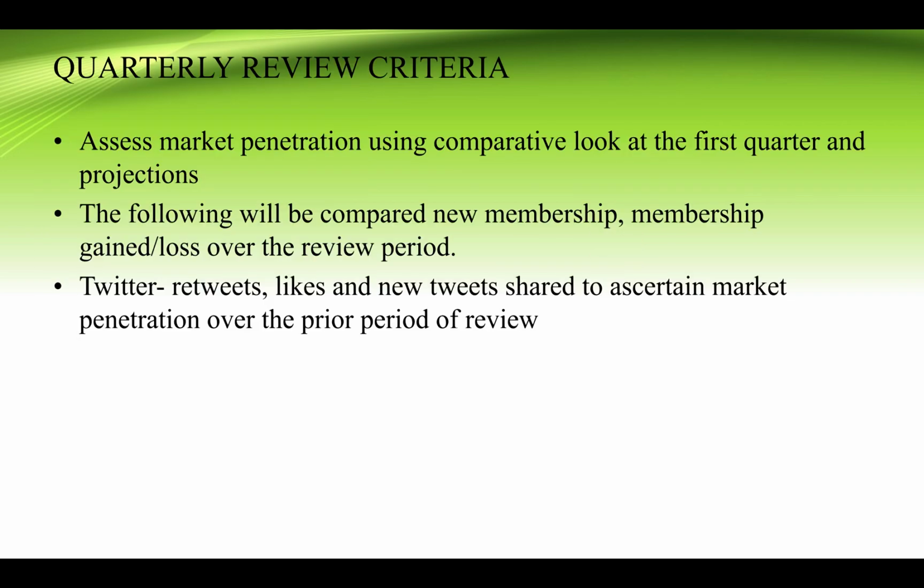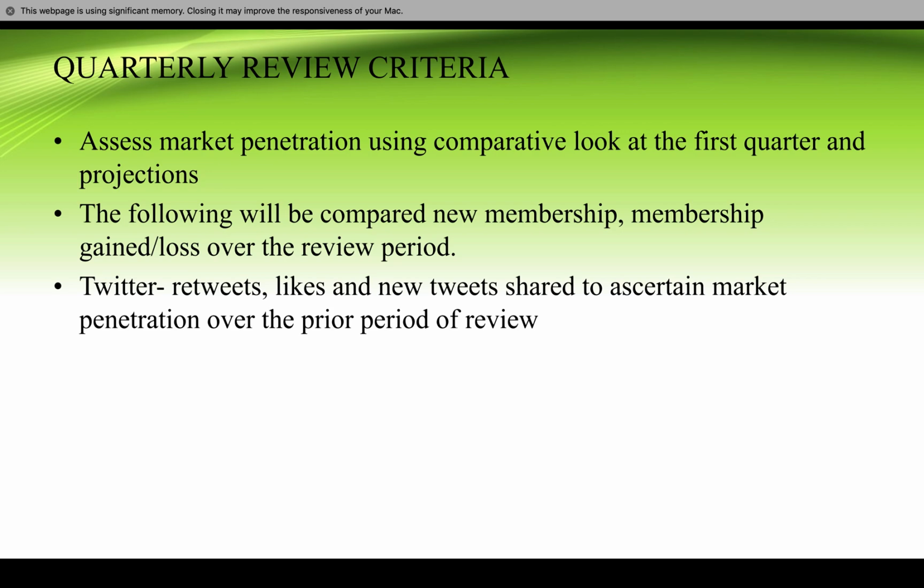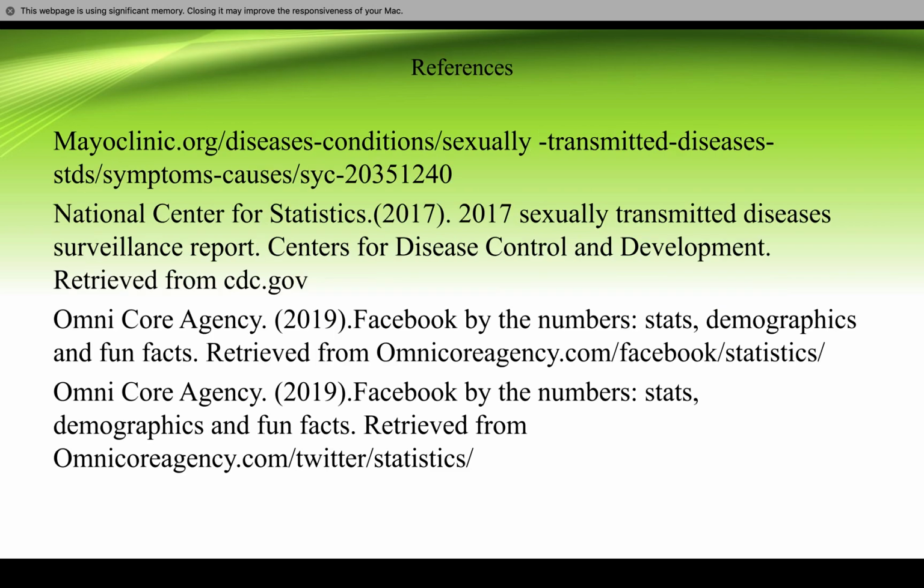Well, in the quarterly review criteria, we will be assessing the market penetration using a comparative look at the first quarter and projections. We will be following and comparing new membership gain and membership losses over the review period. We will also look, in terms of Twitter, at the retweets, the likes, the new tweets, the shared tweets, to ascertain the market penetration there also. And so pretty much we'll be looking at the same aspects for the two areas of our program, of our campaign.